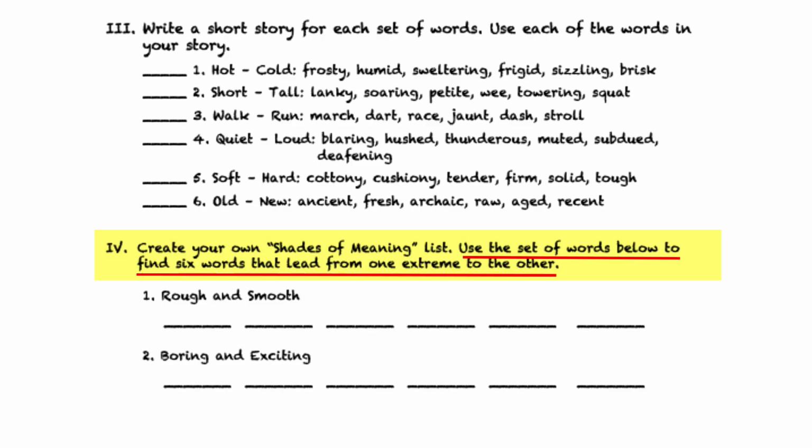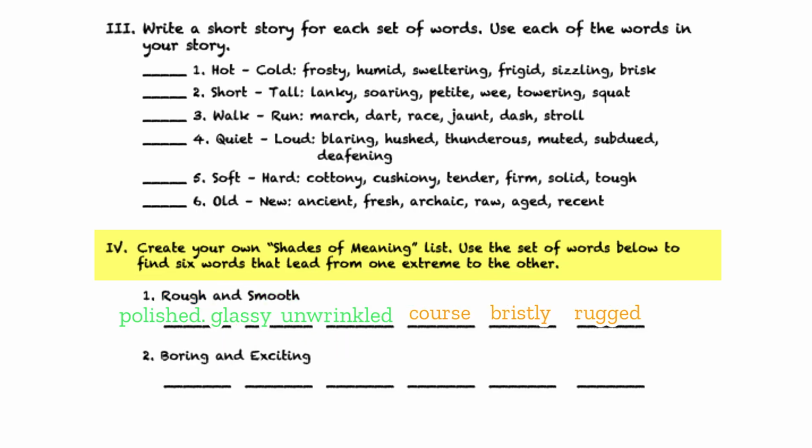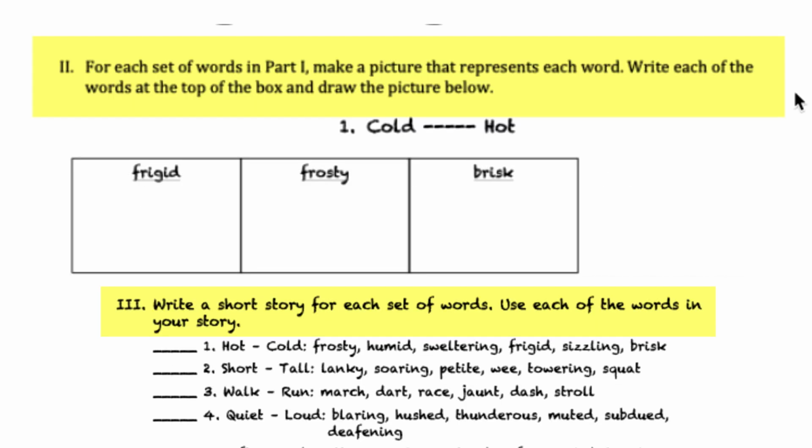So it says, use the set of words below to find 6 words that lead from one extreme to the other. So you can see here, rough and smooth, boring and exciting. So they'd find 3 synonyms for one, 3 synonyms for the other, put them in order, rank them from least extreme to most extreme. There they have their shades of meaning. Then have them go back and do parts 2 and 3 with the words that they created.